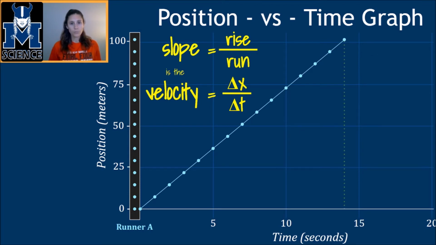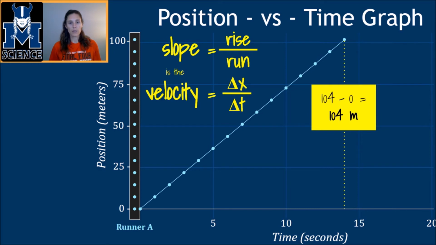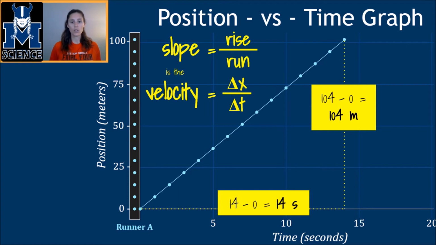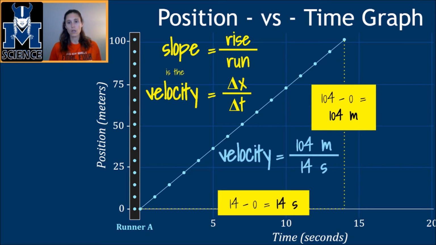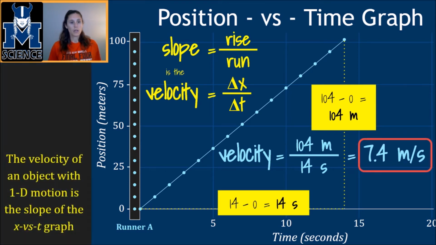Okay, so for right now, let's figure out the slope of this line here, so we can determine runner A's velocity. So we have 104 minus 0, that gives us our rise, our delta x is 104 meters, and that took a time of 14 seconds, so 14 minus 0 equals 14. So our velocity is 7.4 meters per second for this runner. And so just writing it down, that's important.